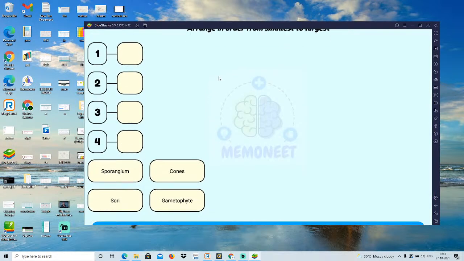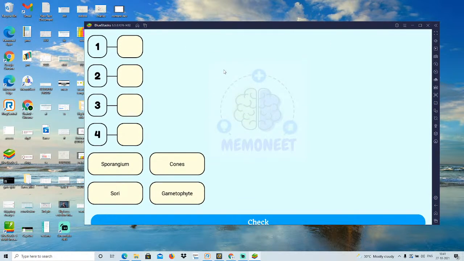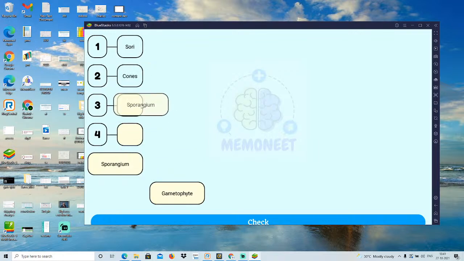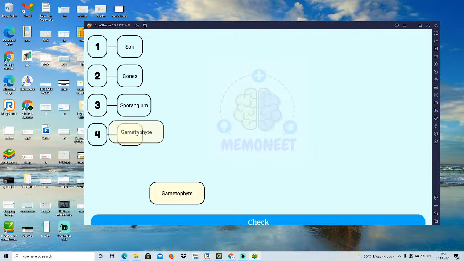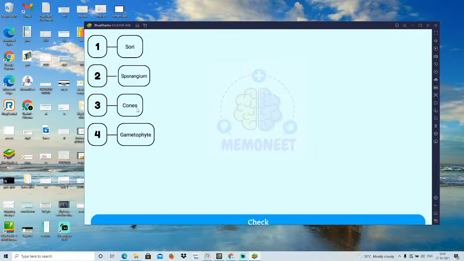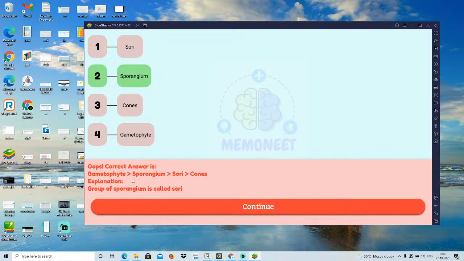So arrange in order from the smallest to the largest. So the smallest would be, I think, spore, present in cone, then cones, I think, then sporangium, gametophyte. I might be wrong. I think cones will come here. Oh, I got it wrong. So gametophyte, sporangium. Oh, sorry, cones.